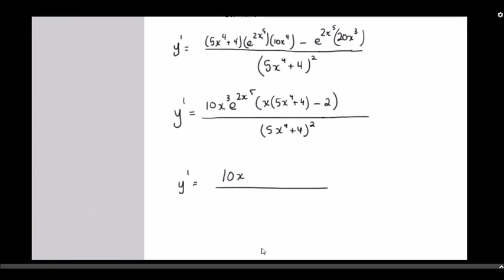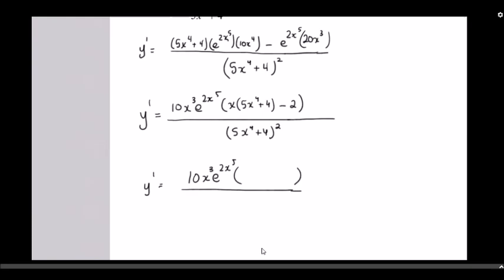So let's see what we end up with here. In the numerator, 10x to the third times e to the 2x to the fifth. This little piece left inside looks like it's going to simplify to 5x to the fifth plus 4x minus 2, all over 5x to the fourth plus 4 squared.